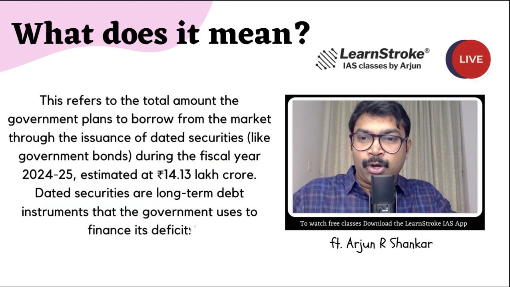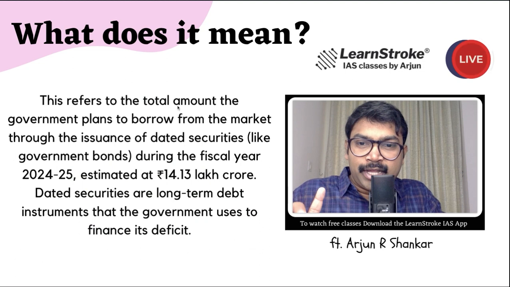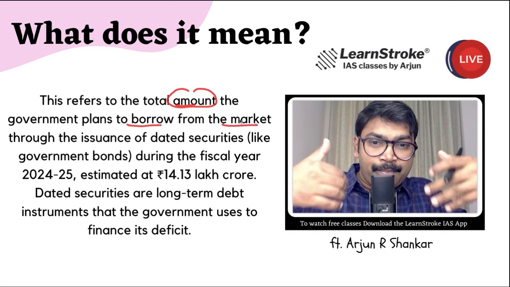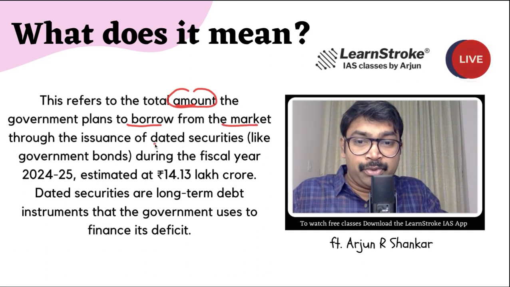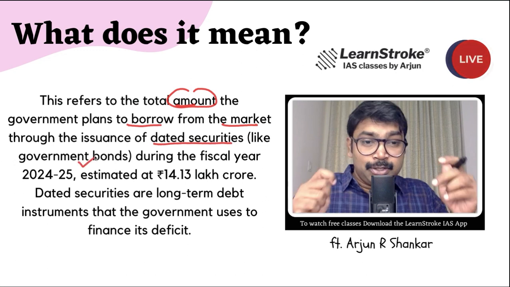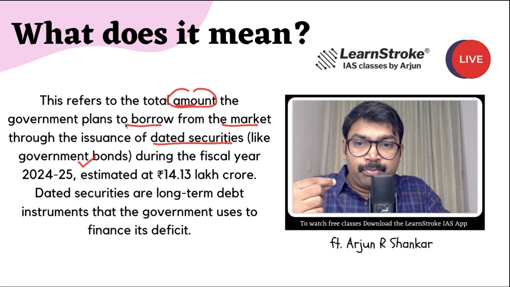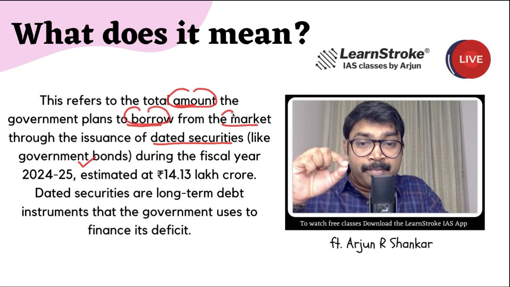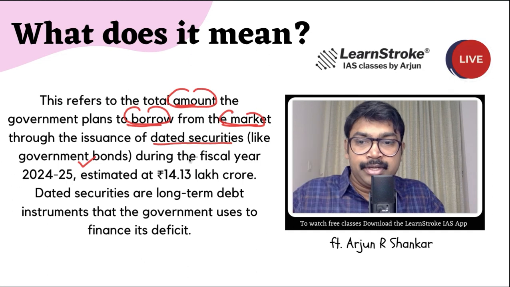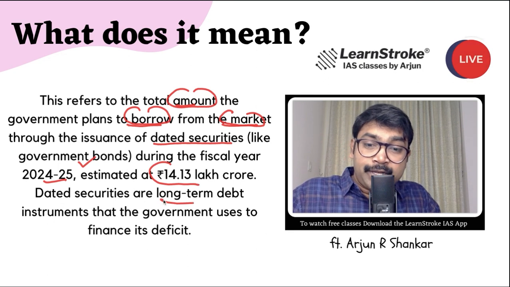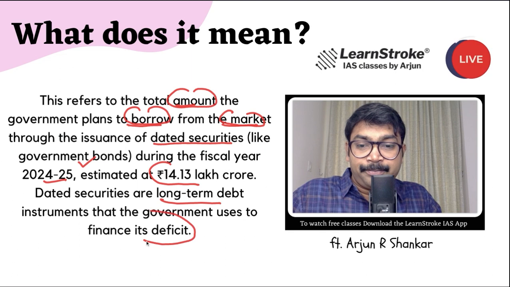Well, let's find out what gross is. This simply refers to the total amount of money the government plans to borrow from the market. How? They will issue dated securities like government bonds. So the government is going to sell these bonds and borrow money from the market by giving dated securities like bonds. During the fiscal year 2024-25, that is 14.13 lakh crore. Also understand that dated securities are long-term debt instruments that the government uses to finance the deficit.